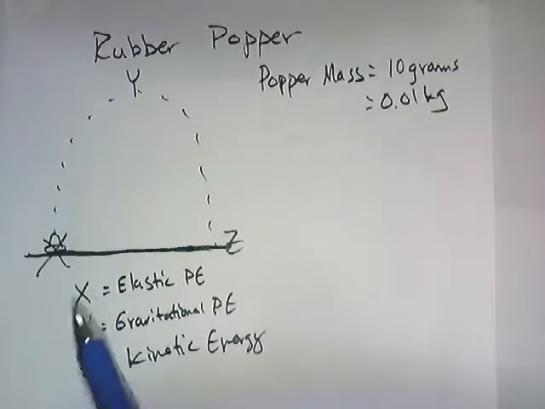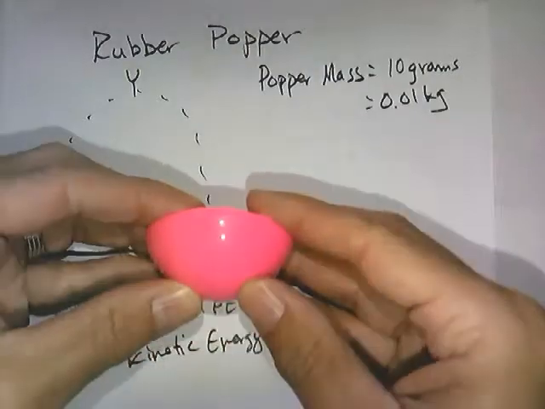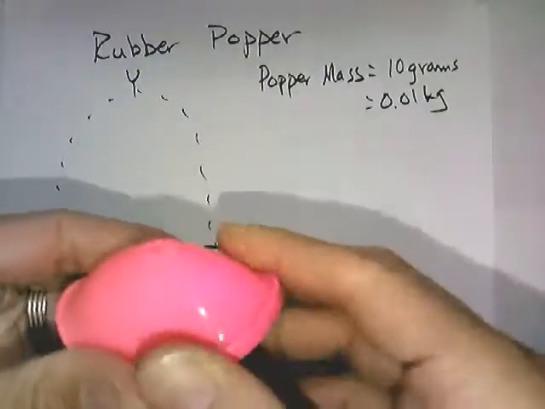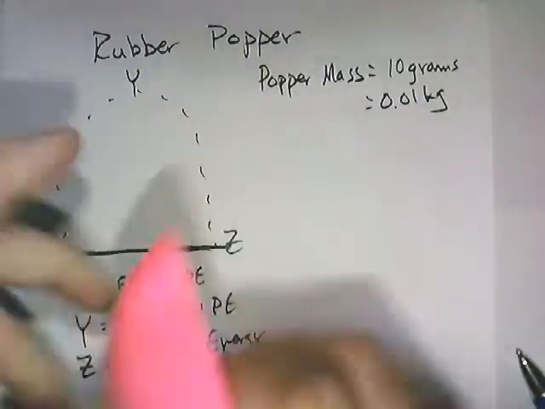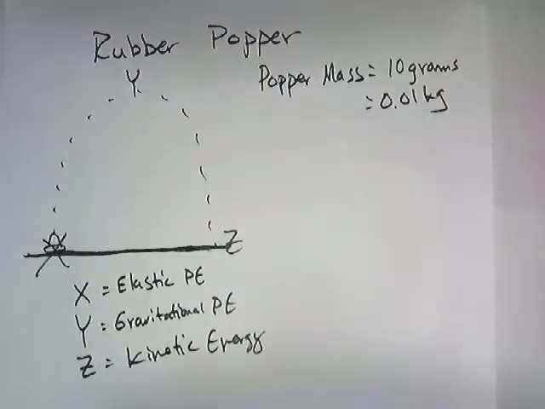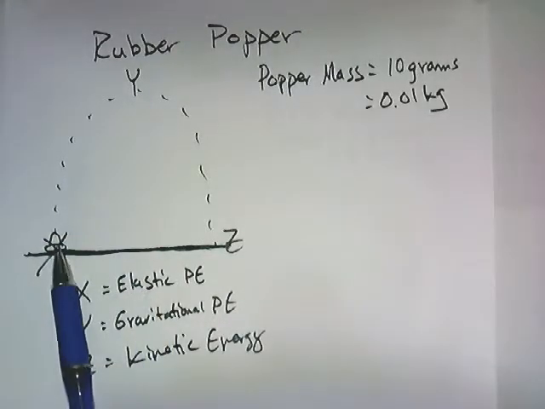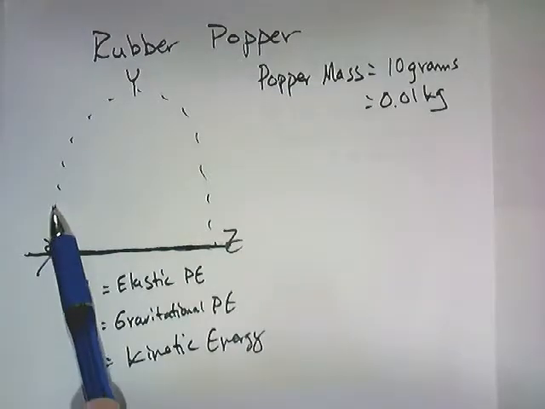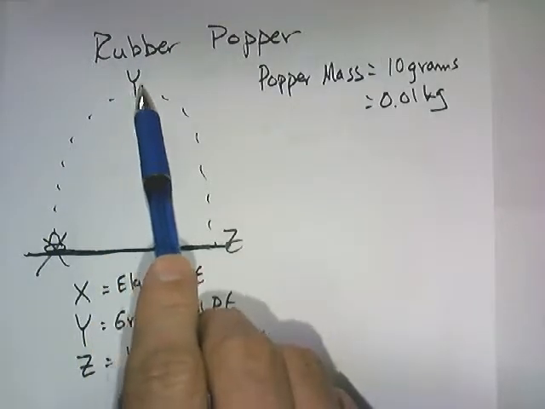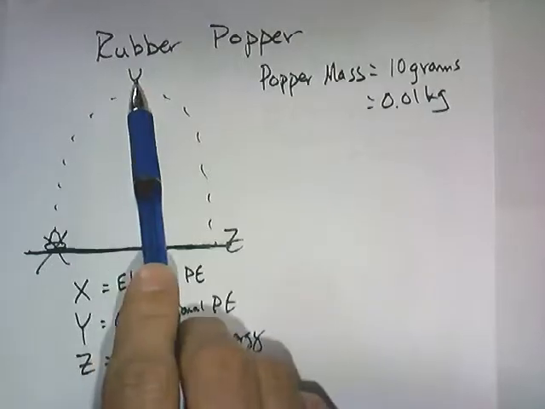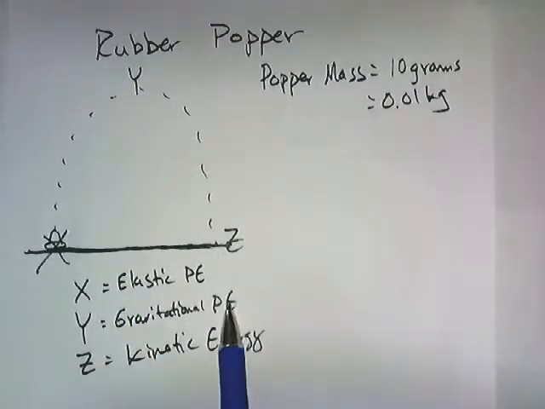I'm going to call this location X. And when I invert this, it simply has this elastic capacity, this elastic ability that wants to spring back into its original shape, its original form. We just call that elastic potential energy. And then it pops and goes flying up here, it accelerates up and slows down and stops at location Y. It's all gravitational potential energy.